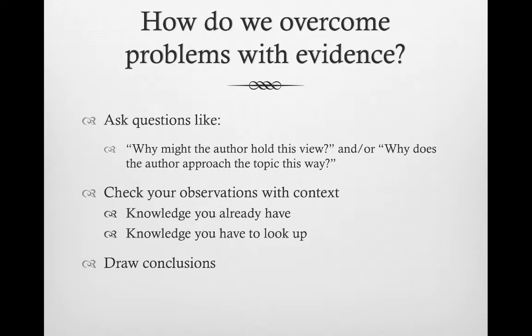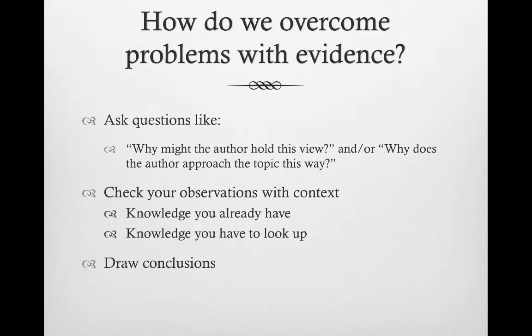Then, you should always go the extra step to look up extra information about the source. This is where you can consult secondary sources, like scholarly articles, to get expert opinions on the context of the source. After asking questions about the source and checking your observations with context, you should then be able to draw some conclusions about your source.